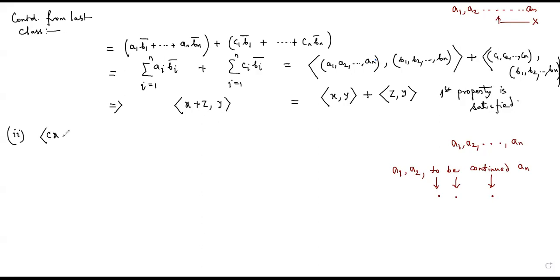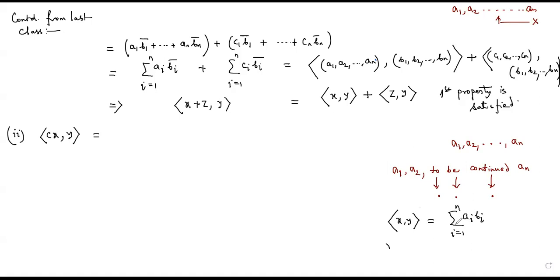Hello, sir. Yes. Please explain once again the second last step, sir. Which one? This one, after summation, this part. What was the definition of the inner product? You defined the inner product as summation i goes from 1 to n ai bi bar.